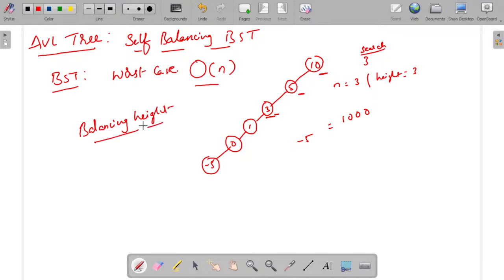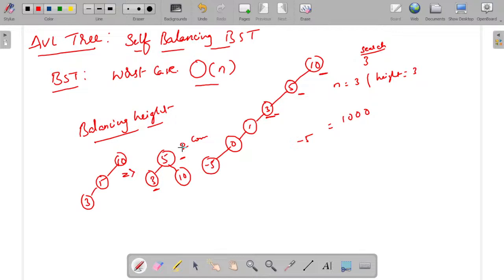To balance the height of a tree, let us take the previous example that I've taken. We have 10, 5 and 3. If you balance the height of the tree, and then try to search 3, how many comparisons are we going to make? We are going to make only 2 comparisons. First we compare with 5 and then with 3. So here the number of comparisons was reduced by 1. If you imagine a bigger tree and balance its height, the number of comparisons will be gradually reduced.